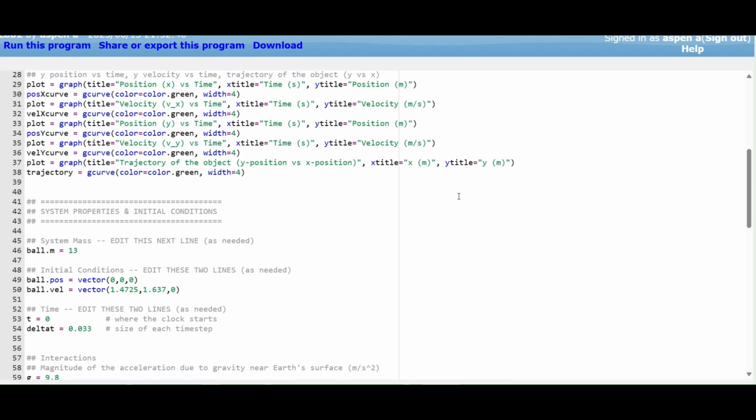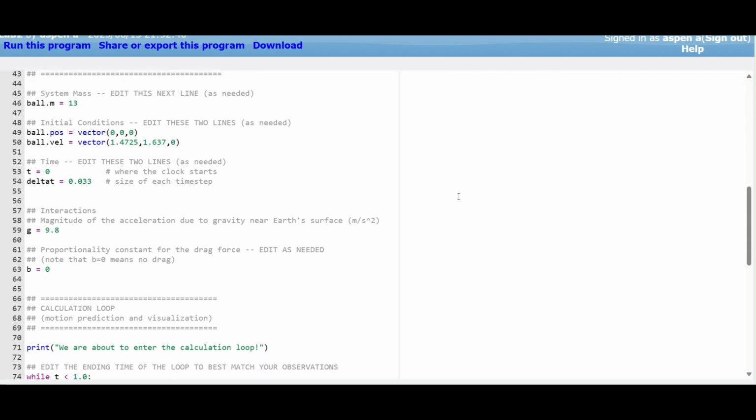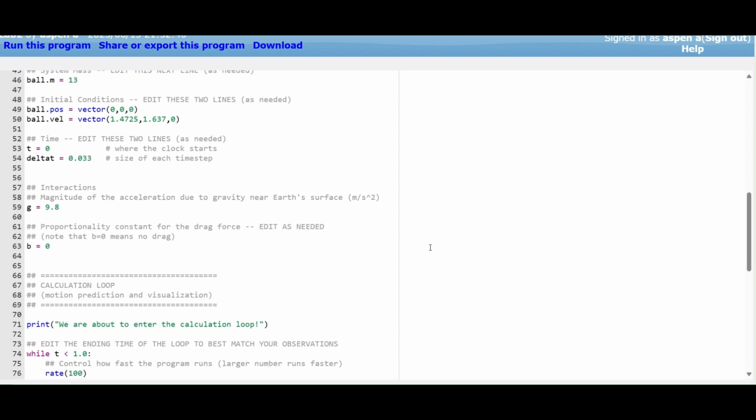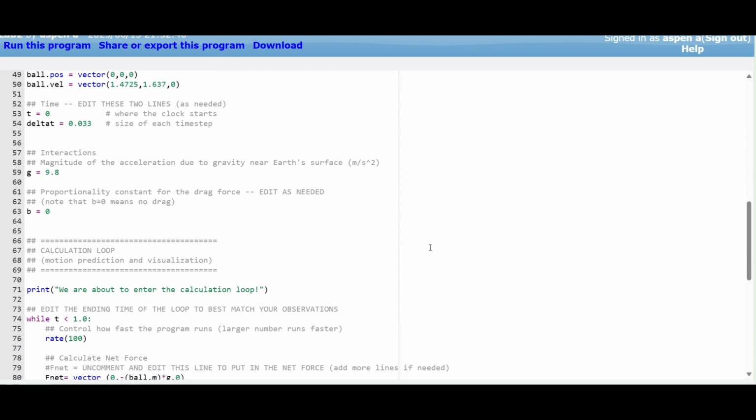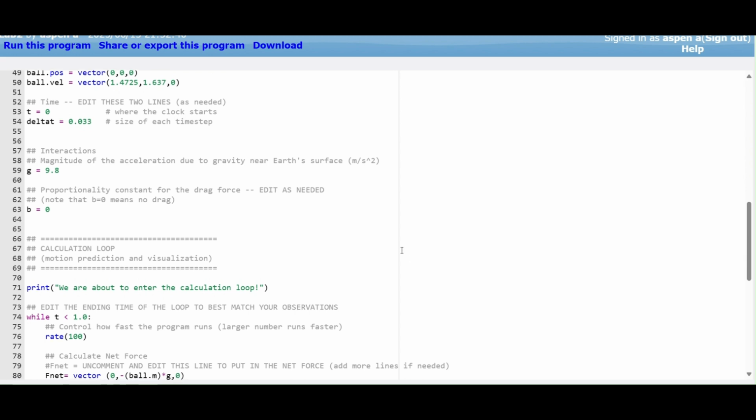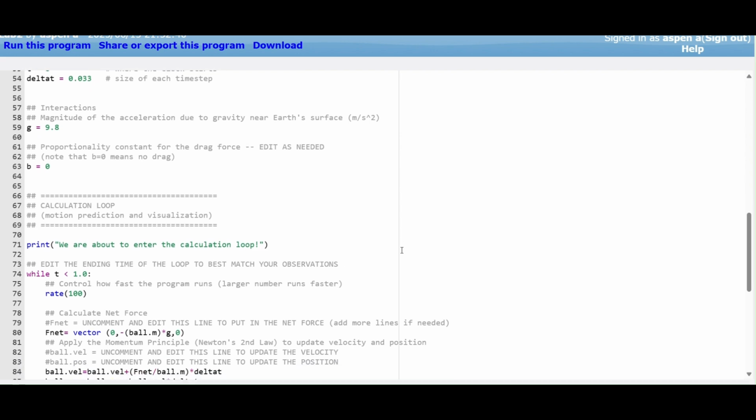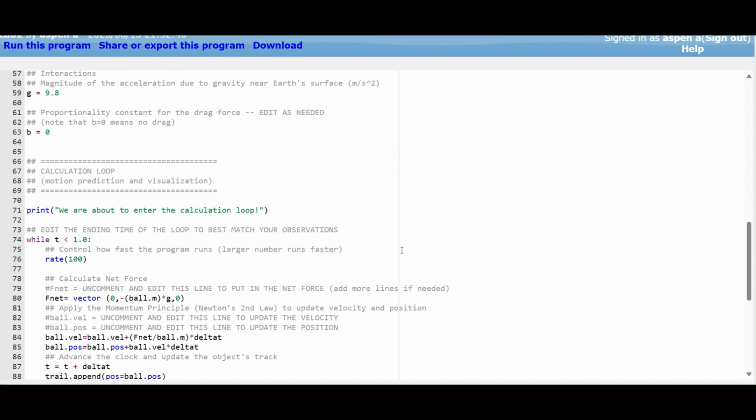For GlowScript, the ball's mass was 13 and the ball's position was 0, 0, 0. But the ball velocity was the vector 1.4725 and 1.637 since we started at a raised place. T is 0, delta T is 0.33. Gravity is 9.8 as it usually is since we are on the Earth, and this is with the drag being 0.